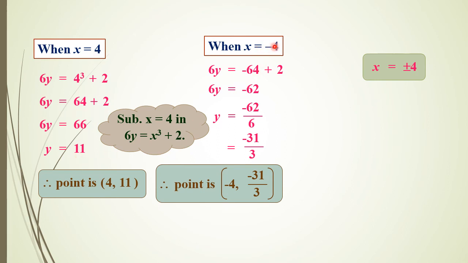Similarly, substitute x equal to minus 4 in the original curve: 6y equals minus 4 raised to 3, which is minus 64, plus 2, which is minus 62. So 6y equals minus 62, and cross multiplying gives minus 31 divided by 3. This is the y coordinate. So after substituting x equal to minus 4, we got y equal to minus 31 divided by 3. These are the coordinate points on the given curve.